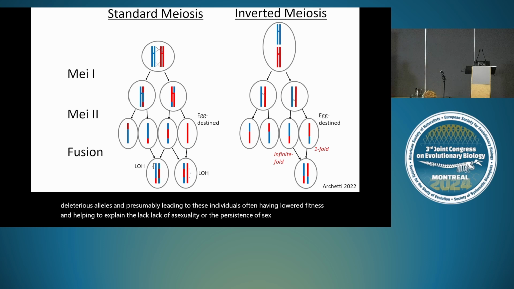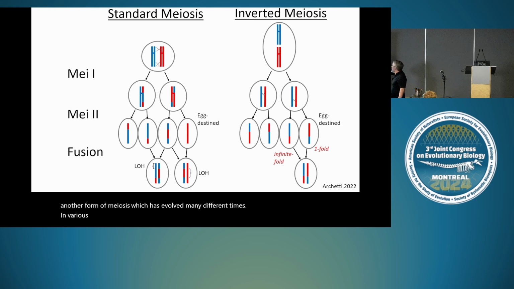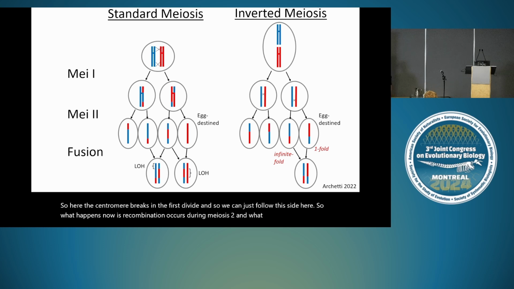However, there's another form of meiosis which has evolved many different times in various eukaryotes. And in that case, we have a different situation. So here, the centromere breaks in the first division, and so we can just follow this side here. What happens now is recombination occurs during meiosis 2, and what that means is we have reciprocal products here. So when these fuse, you get no loss of heterozygosity. But the paradox is that these systems seem stable. We have whole groups of lineages with inverted meiosis that have not succumbed to asexuality and meltdown.